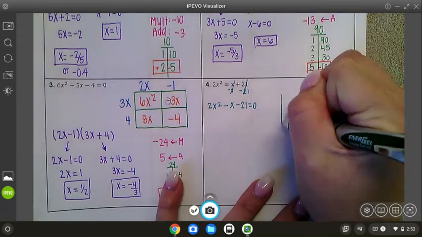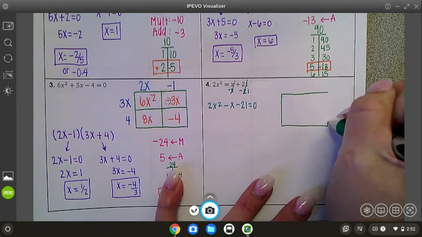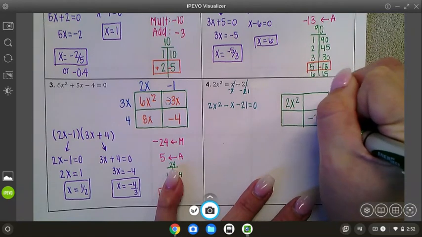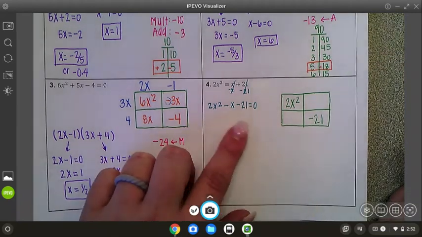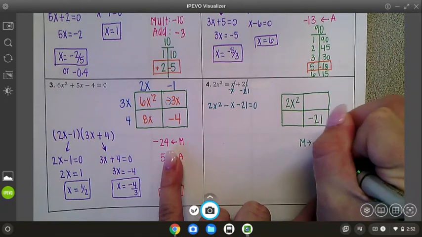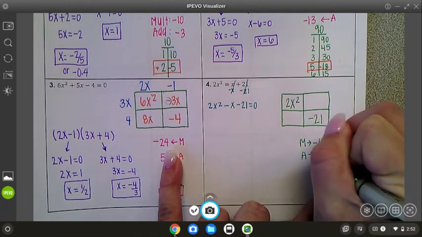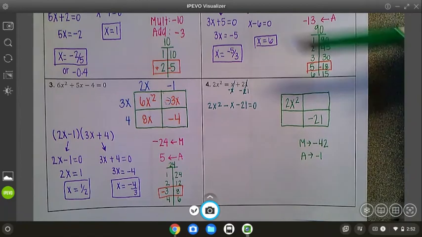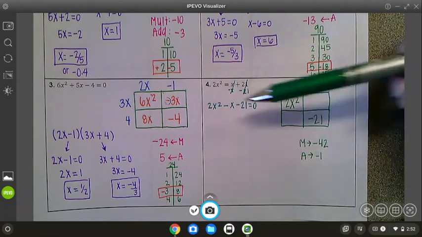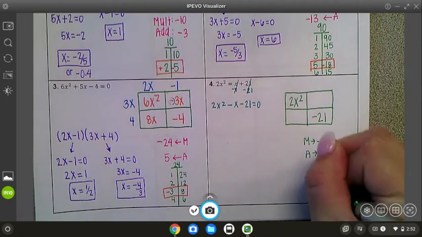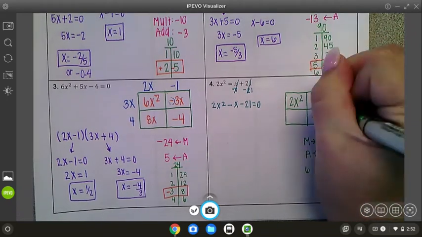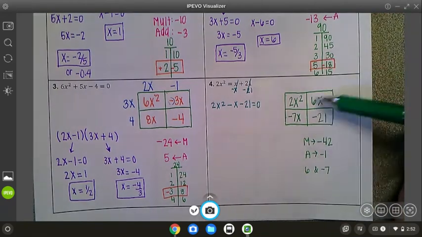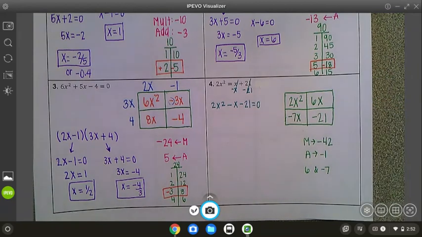All right, number 4. Let's see, you should have made your box. We should have had 2x squared and -21. We were looking for two numbers that multiply to be -42 and add to be -1. Because 2 times -21 was -42, and then the -1. Those numbers are going to be 6 and -7. So I put 6x here, -7x there. Again, you could have flipped them, the -7 and the 6. That doesn't make a difference.